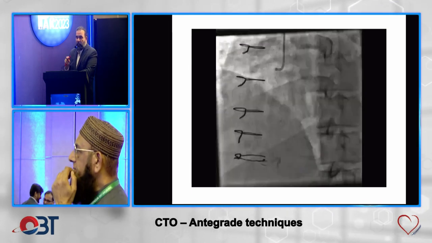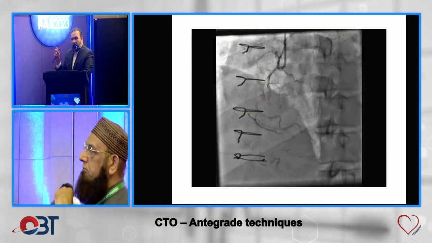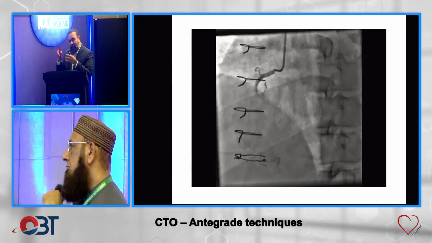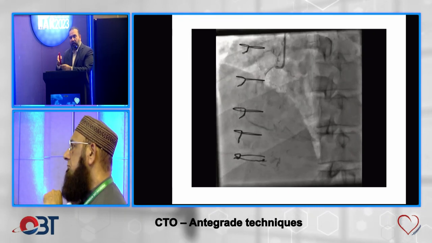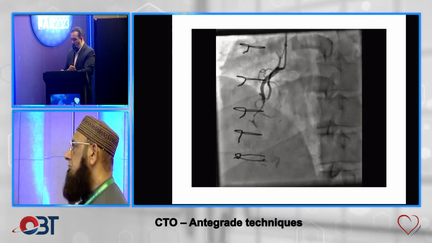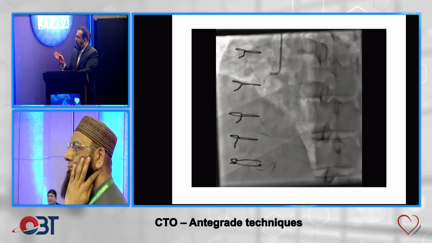You don't have the guide extender. So I think a torqueable microcatheter with a tapered tip. Tapered is because it can drive itself into it. Again, the fine crossing tip is blunt. So that would be my choice too. And again, that's a very good point.